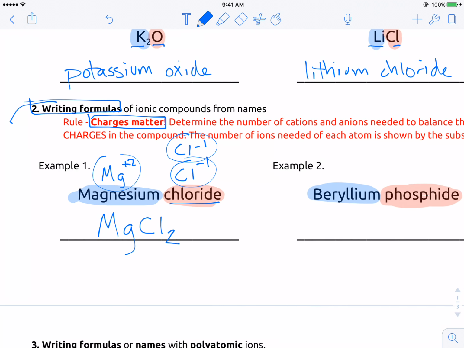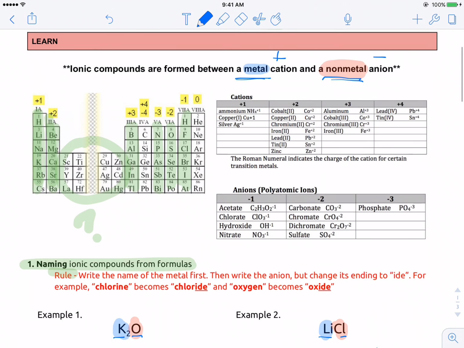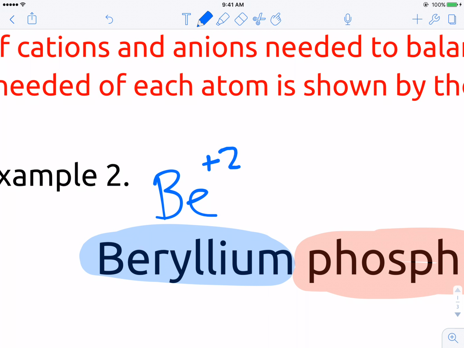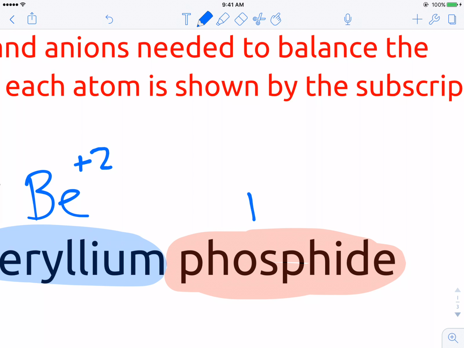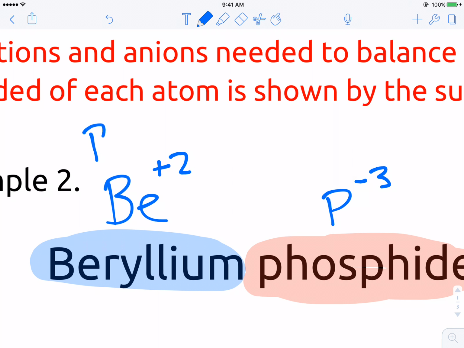Another one here, beryllium phosphide, beryllium, Be. Good look here, beryllium has a charge of positive 2. Phosphide, that's phosphorus, and phosphorus has a negative 3 charge. So this one's a little tricky because you may see, well, I'll just add another beryllium.